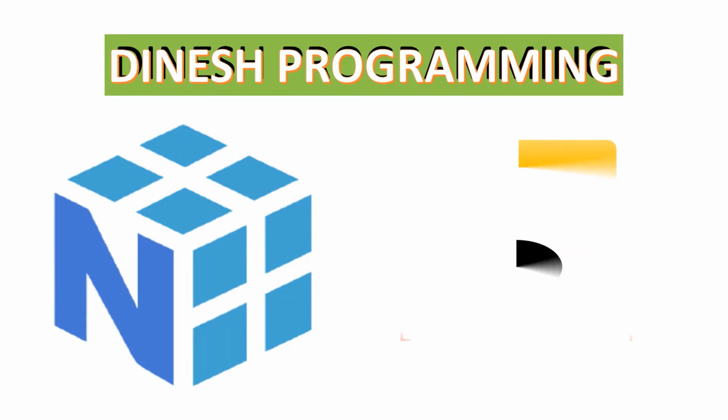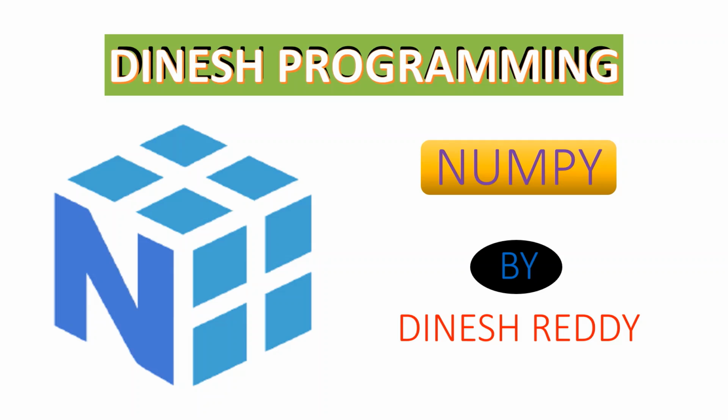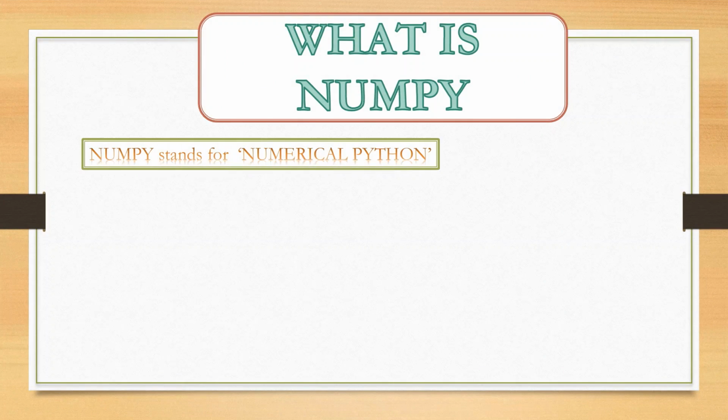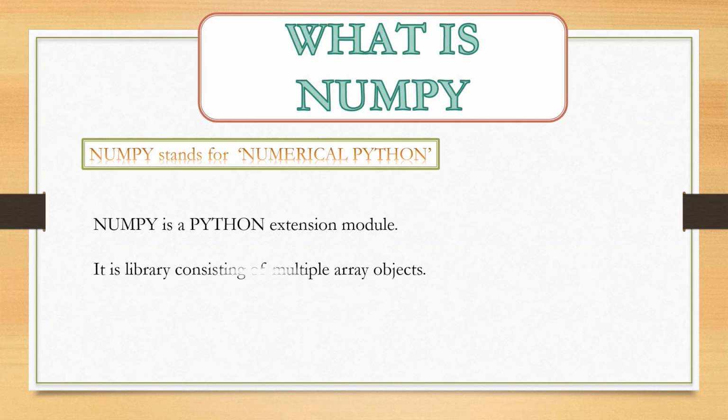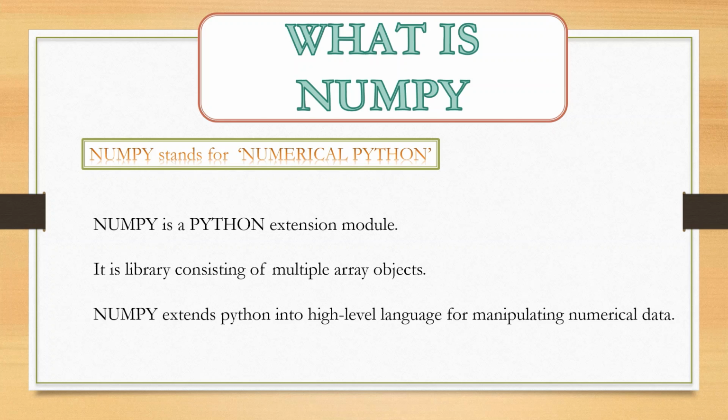And now today we'll discuss about NumPy. First, let us know what NumPy is. NumPy stands for Numerical Python and it is a Python extension. It is a library consisting of multiple array objects, that is 2D, 3D objects. Multi-dimensional arrays can be created by NumPy, and it will extend Python into a high-level language for manipulating data.